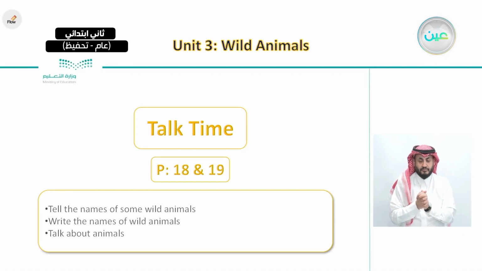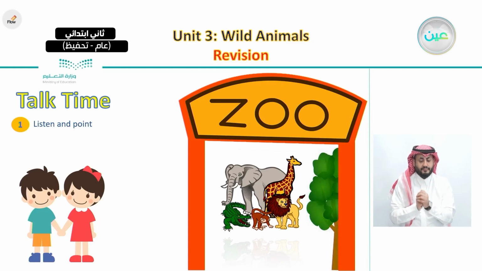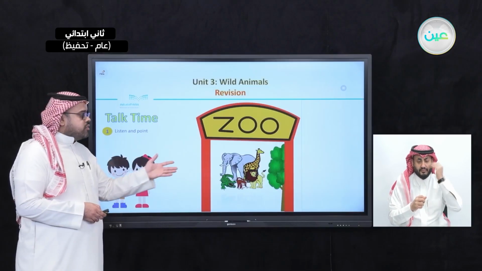So the first lesson we had in Unit 3, Wild Animals, was Talk Time on pages 18 and 19. Our goals in this lesson were to tell the names of some wild animals, to write the names of wild animals, and also to talk about animals. In this unit we started by listening to a conversation between a brother and his sister when they went to the zoo.